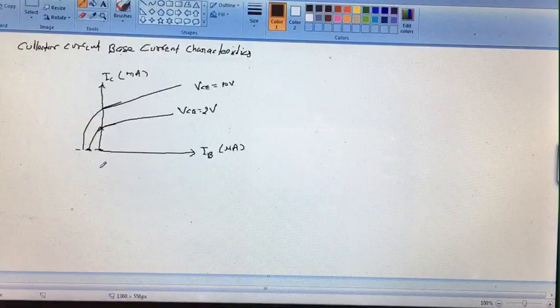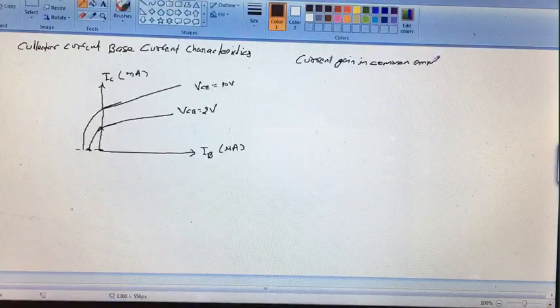Okay. Now, current gain in common emitter configuration.